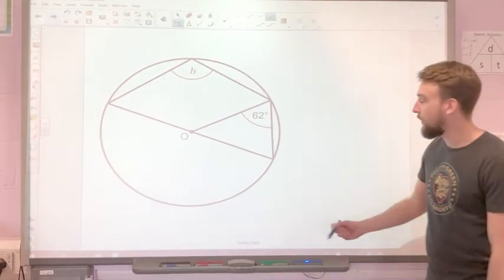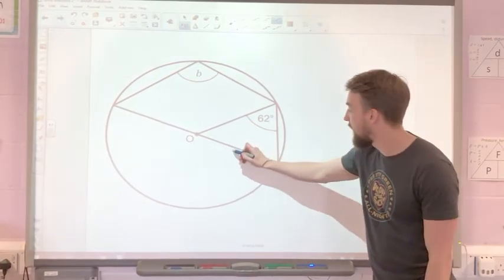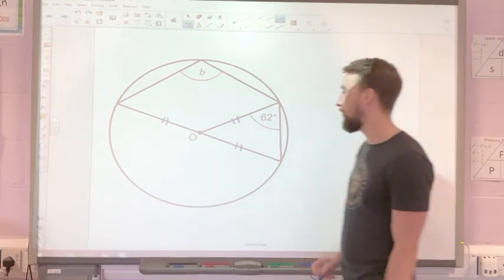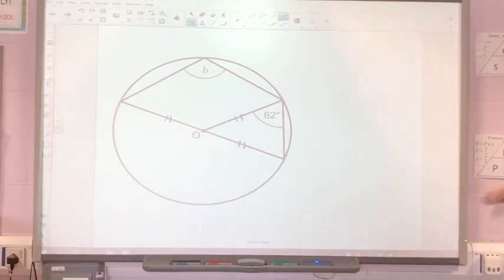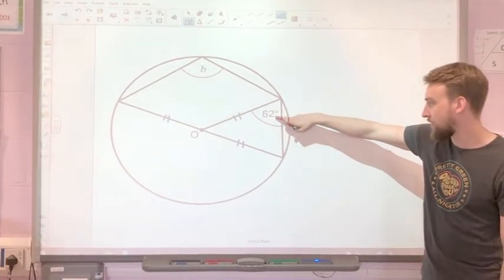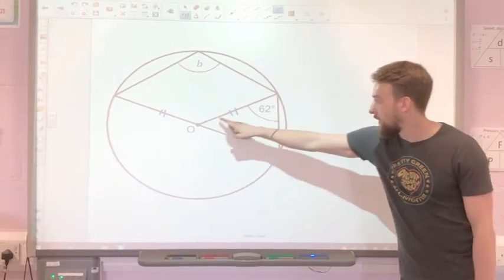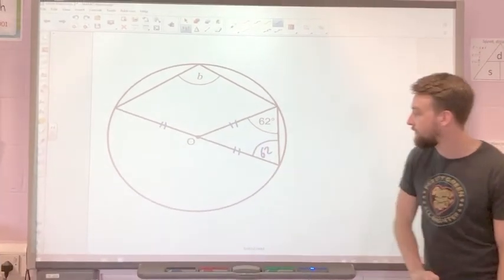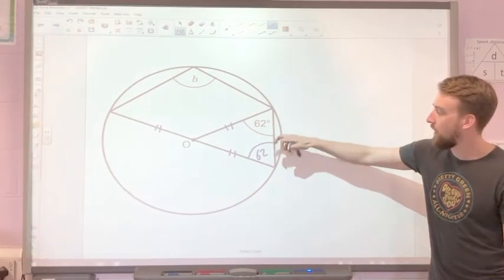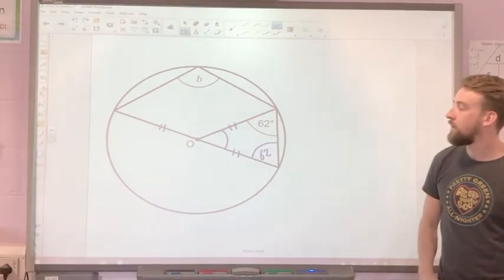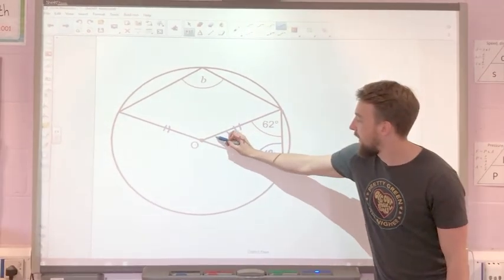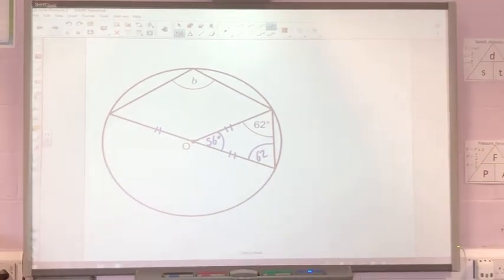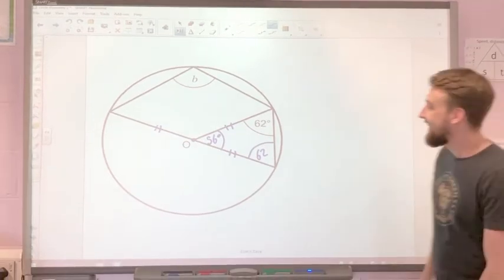Okay, so we'll talk briefly about the radii. We've got one here, here, and here. They will all be equal in length. So surely this information will be useful now. We've got an isosceles triangle here, so these two base angles will both be the same. From that we can then work out this angle. 56 degrees, give me a nod, miss, if that's right. Yes, okay.